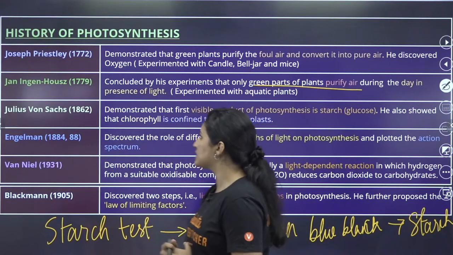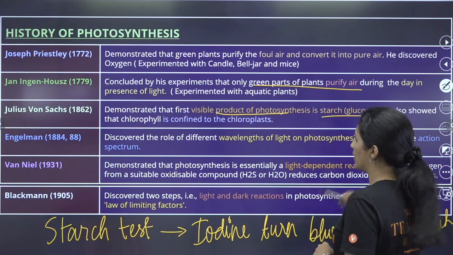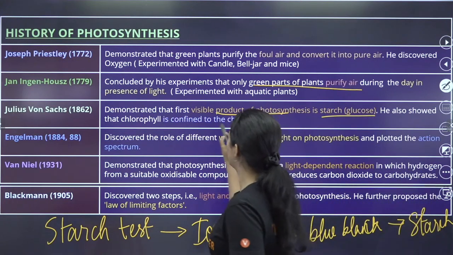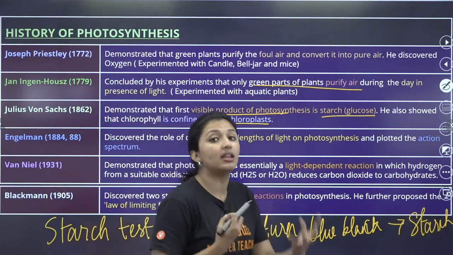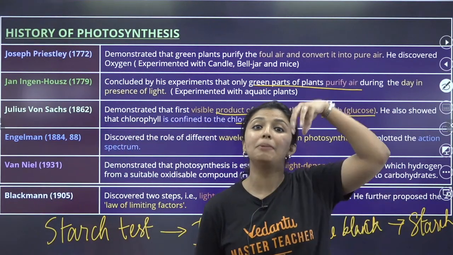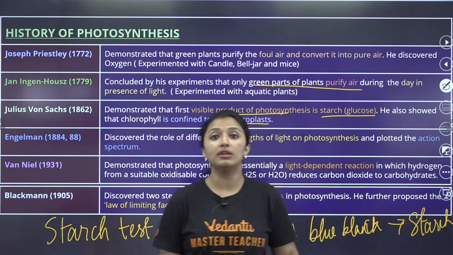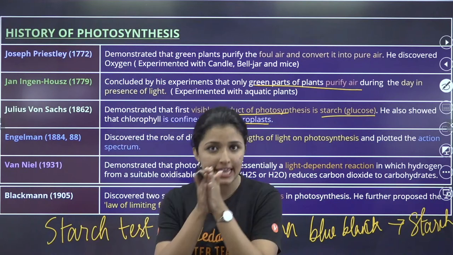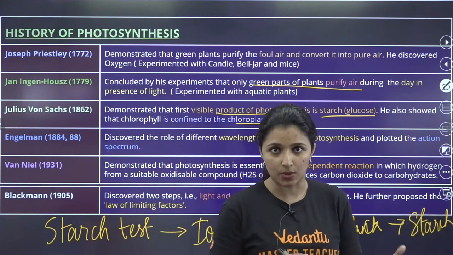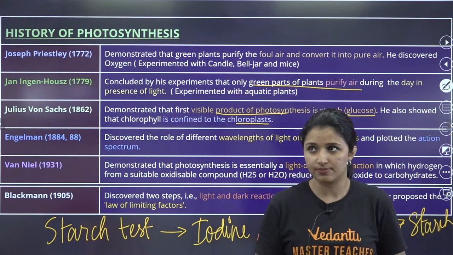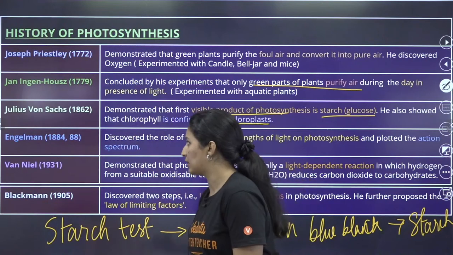Then came Julius von Sachs. He demonstrated that the first visible product of photosynthesis is starch. He also showed that chlorophyll is confined to chloroplast. So you understand that whatever this pigment is, the color giving compound, is in plastids, in chloroplast. And the next thing he found is that when photosynthesis is taking place, the product is glucose, which gets converted to starch for storage. That is what Julius von Sachs found out.